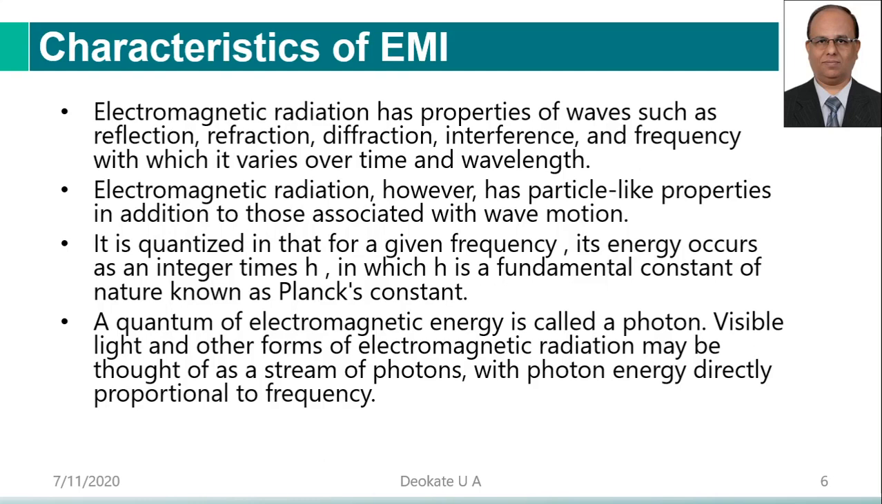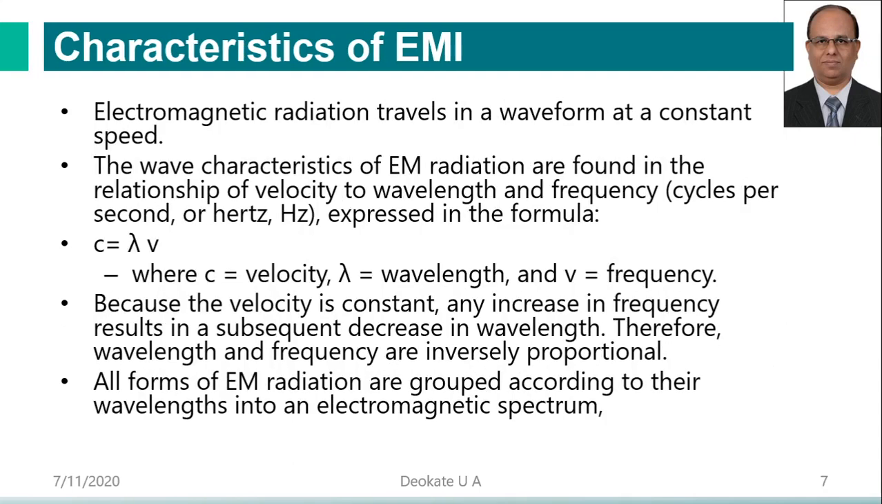Visible light and other forms of electromagnetic radiation may be thought of as a stream of photons, with photon energy directly proportional to the frequency. So as the frequency increases, the photon energy content also increases. We will see certain characteristics of electromagnetic radiations. Electromagnetic radiations travel in wave form at constant speed. The wave characteristics of electromagnetic radiations are found in the relationship of velocity to wavelength and frequency.